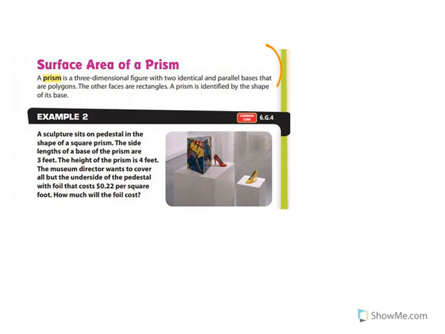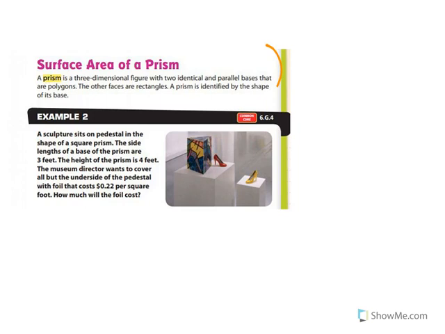So let's look at our word problem. A sculpture sits on a pedestal in the shape of a square prism. The side lengths of a base of the prism are 3 feet. The length of the prism is 4. The height of the prism is 4 feet. The museum director wants to cover all but the underside of the pedestal with foil that costs 22 cents per square foot. How much will the foil cost?